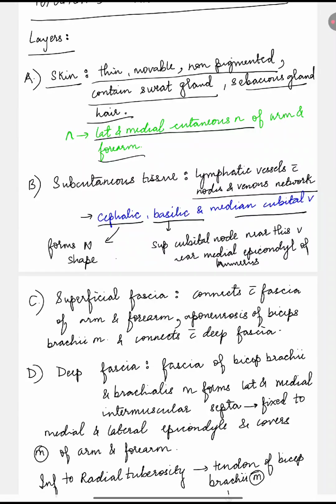And this cephalic forms N shape, like, it looks like alphabet N. Basilic is superior cubital node near this vein and near the medial epicondyle of the humerus.